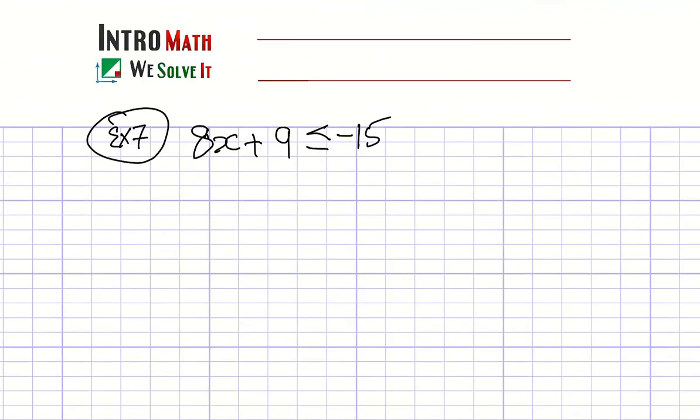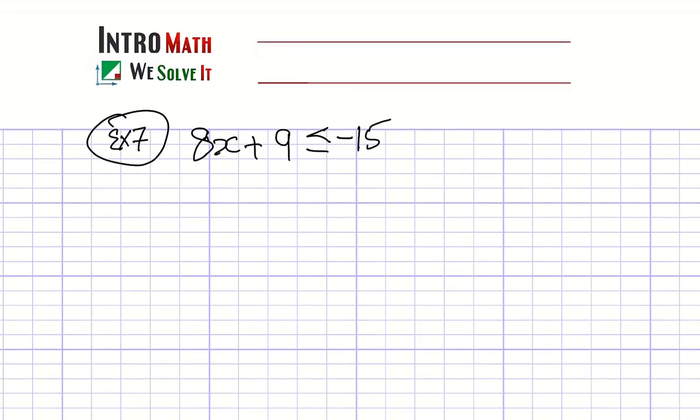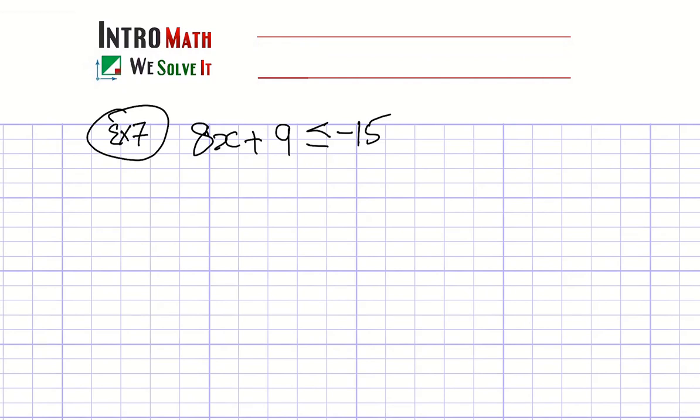So let's move on to number 7. Notice that as we go, it gets a little harder and harder, but it's not too hard. It's just a little complexity. Okay, you see what is given there? You are given 8x plus 9 is less than or equal to minus 15. It's not hard. It's the same thing. They just added a little dimension to it.